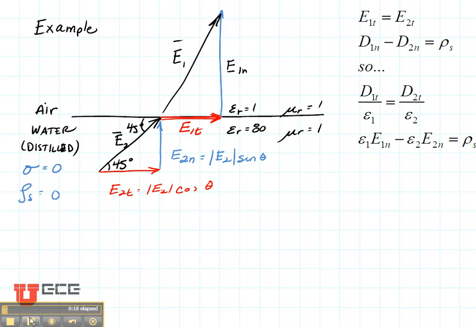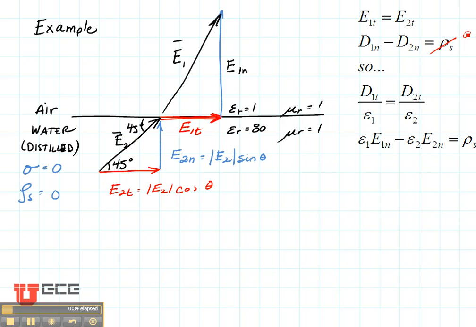The material that it's going from is water, which is distilled water and has no conductivity, up into a region of air. Since there's no conductivity in either of these regions, we know that rho s is equal to 0. So let's apply our boundary conditions.